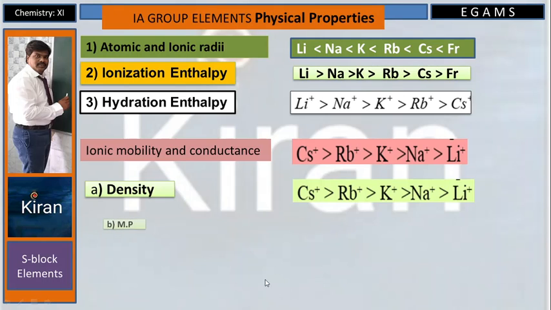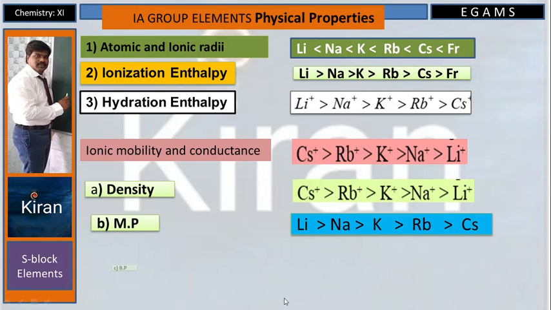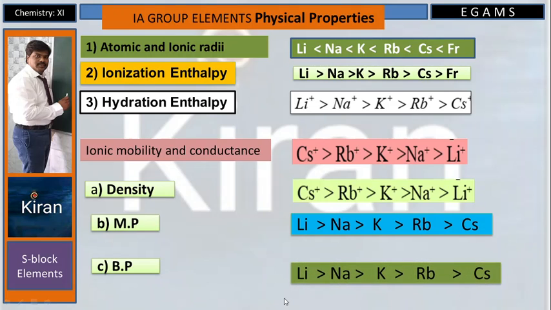Coming to the melting point. The melting point is in this order. Lithium is having high melting point value compared with cesium. Cesium can melt easily while comparing with the lithium atom. Then we'll go to the boiling point. This is the order of boiling point. In this case also lithium is having high boiling point compared with cesium.